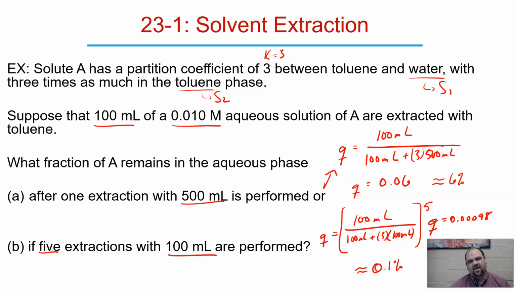0.1%. We've used the same volume of toluene, but we've done it in different fractions, so we get a higher percentage extracted. That coefficient, that partition coefficient, tells us what fraction will be extracted during each extraction. If we do more extractions, then we will end up extracting more than if we extract with just a larger volume. Okay?